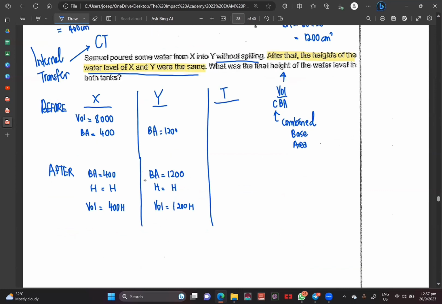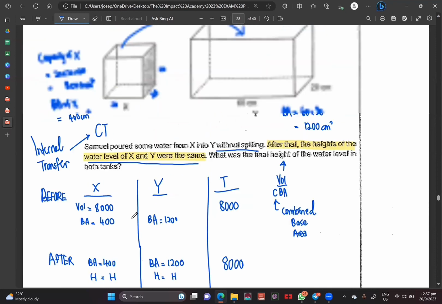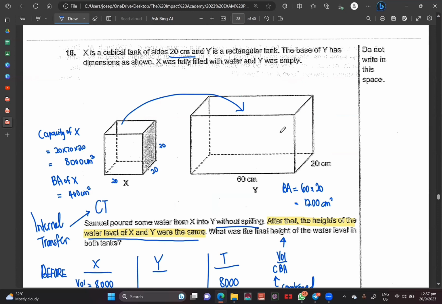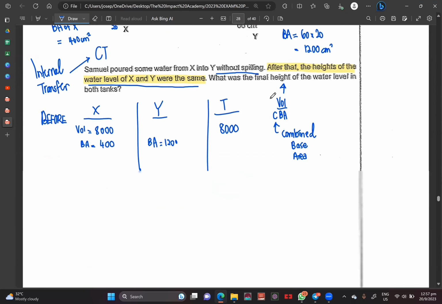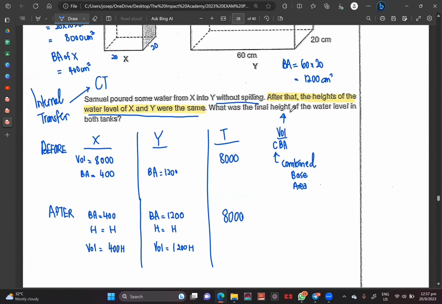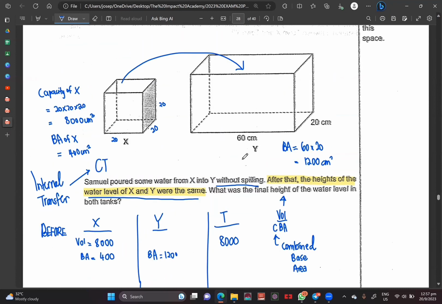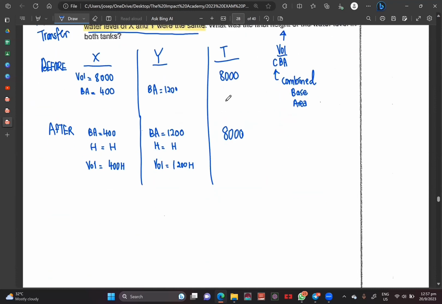The total over here, total volume, is actually still 8,000. Then wouldn't you agree that the total volume over here in my after is still 8,000? Why? Because the water is just poured from X to Y. The water is not poured from X to maybe another tank. You get what I'm trying to say? So it is transfer in between. That's why we say internal transfer. Internal transfer means I am transferring from X to Y, Y to X, X to Y. But in this situation, it's only X to Y. But the total still remains the same.